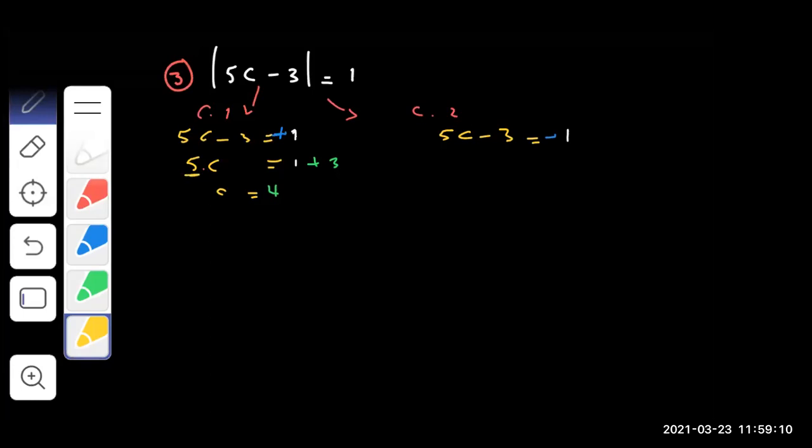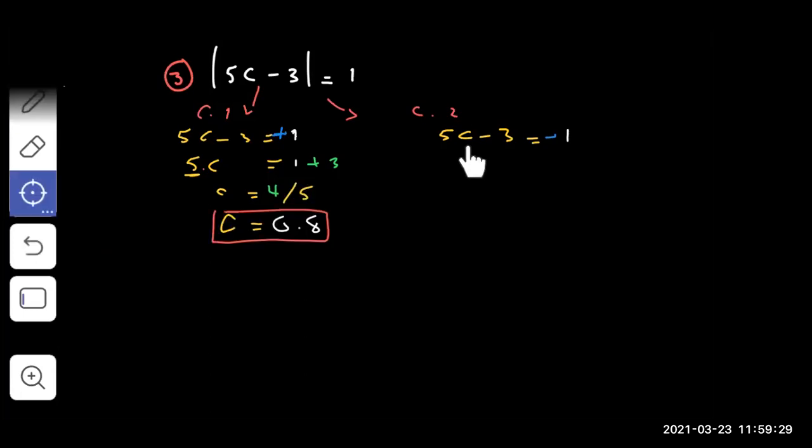5 is multiplying, right? On the other side, it's gonna be, guys, what? Dividing. Divided by 5, okay? Positive. I don't have to change the sign. And then C would be equal to 4 divided by 5. Use your calculator and tell me. 0.8, okay? 0.8.